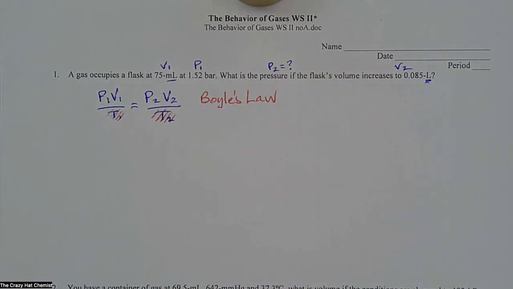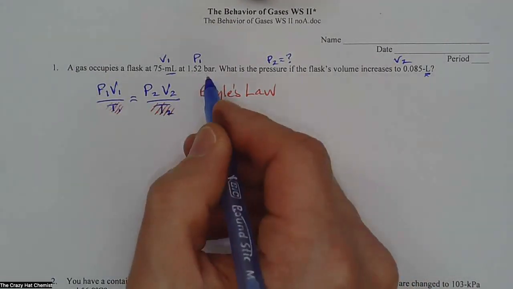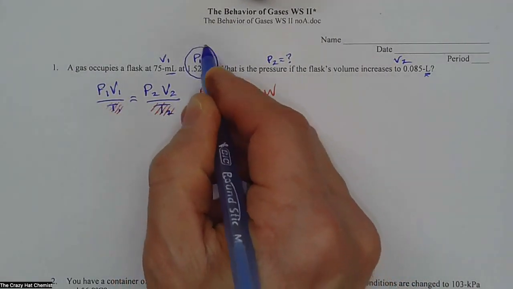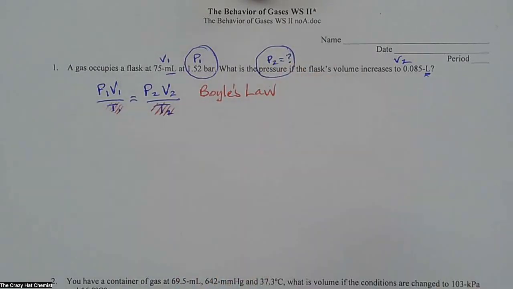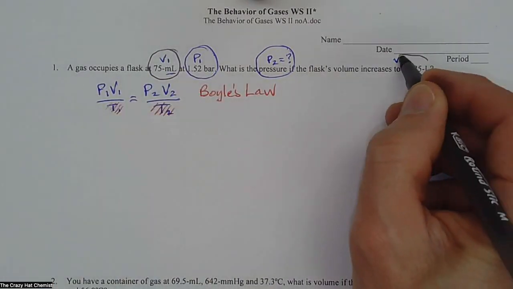And one of the things that you should probably be familiar with and aware of is what laws have what part constant. That is, Boyle's law has temperature constant. All right. So then the next thing that we need to do is make sure that all the units are in the same set of units here. Now I'm solving for pressure, so I'm going to keep this pressure in bar, and my ending pressure will be in bar. But my volume, one of them is in milliliters and one of them is in liters.